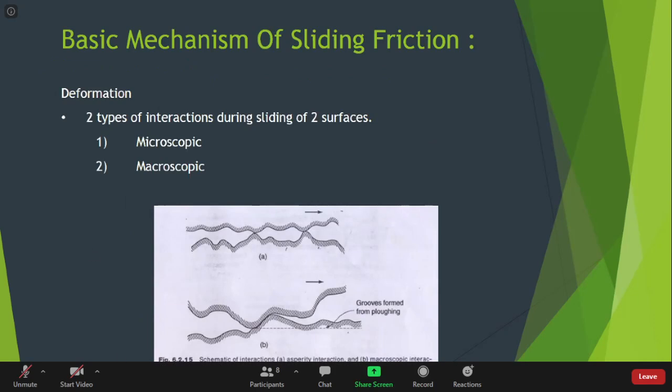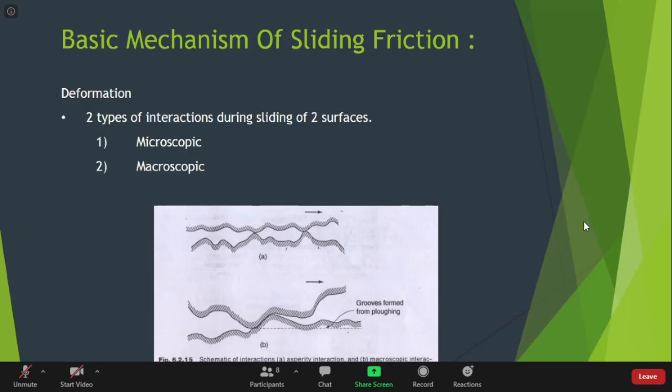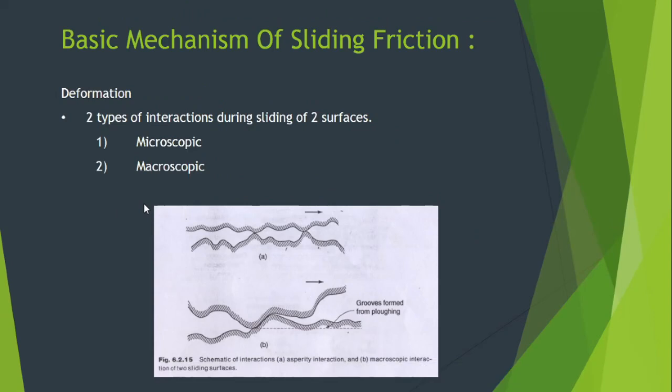Basic mechanism of sliding friction. The basic mechanism of sliding follows deformation. Deformation is of two types, microscopic and macroscopic. In microscopic deformation, asperity contacts at the tip and creates adhesion. In macroscopic deformation, not only the tip is in contact, but a large portion of the asperity area contacts each other.